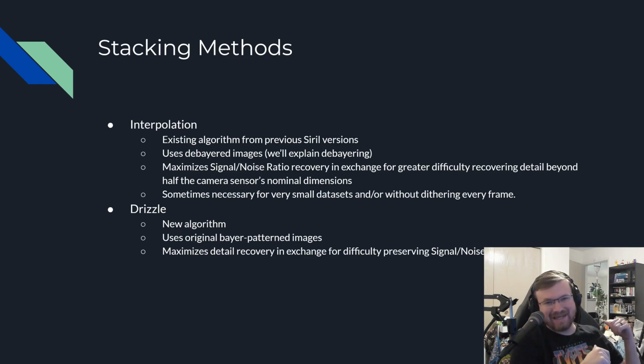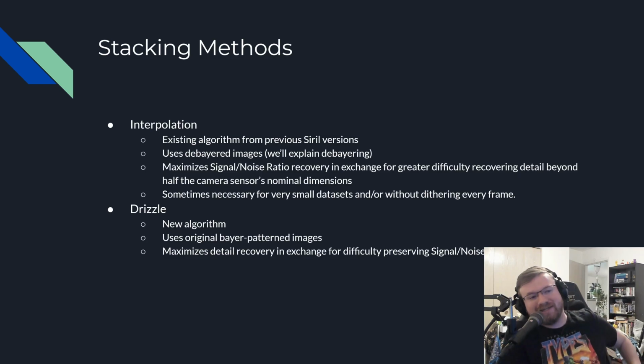Interpolation was the existing algorithm that Siril used, and it uses de-bayered images. We'll explain bayering and de-bayering in just a second. This interpolation method helps maximize signal to noise ratio recovery in exchange for greater difficulty recovering fine details. Sometimes it can be necessary to use interpolation if you have extremely small data sets, or when your data isn't properly dithered or dithered every frame.